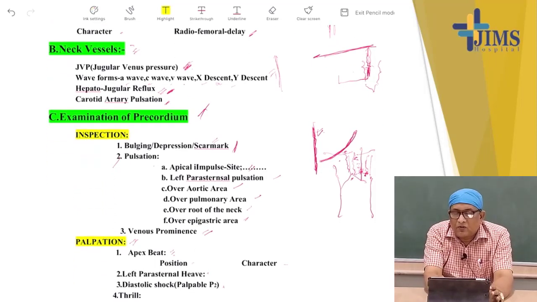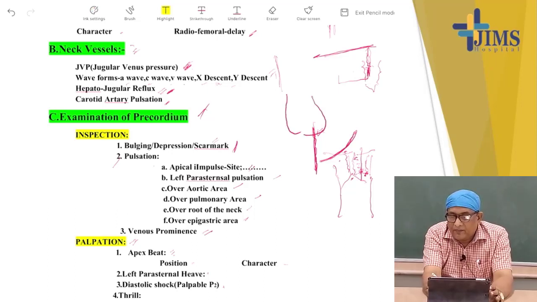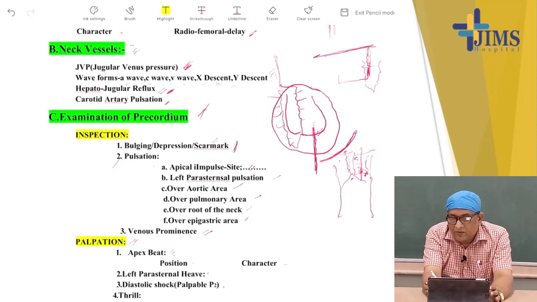Precordium is the anterior part of the chest in front of the heart. So this is called precordium. If this is the heart and this is the sternum, so this part in front of the heart is called precordium.